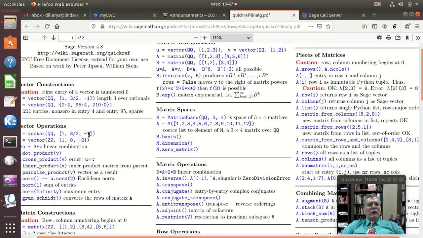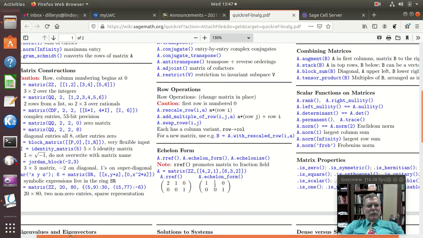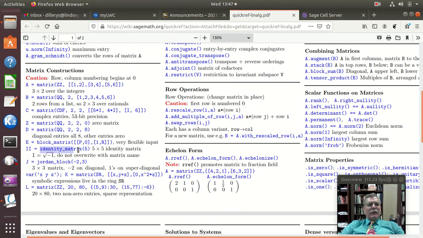Well, I went here and looked under matrix constructions, and I found this identity matrix. I found this thing, identity matrix of 5, and it says it's a 5x5 identity matrix and so forth. And notice here he makes a point of saying, they called it II because uppercase I is the square root of -1. So you don't want to use that as the matrix name or something like that.